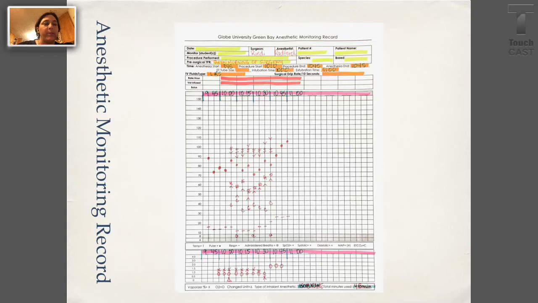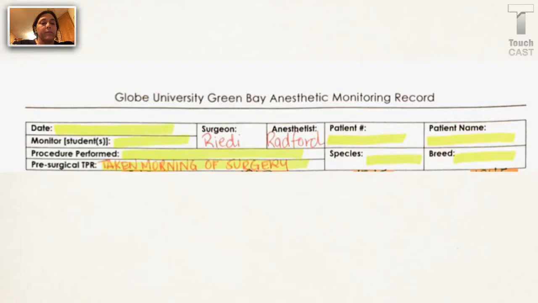All right, we're going to talk about the anesthetic monitoring sheet 101. First half of the monitoring sheet, pretty easy to fill out. Make sure you fill out all of the information that's pertinent. Dr. Reedy is the surgeon. I am the anesthetist. You need to make sure you take the pre-surgical TPR in the morning.